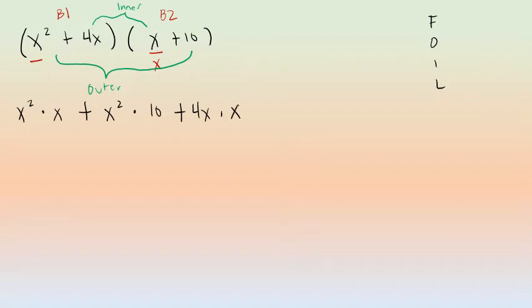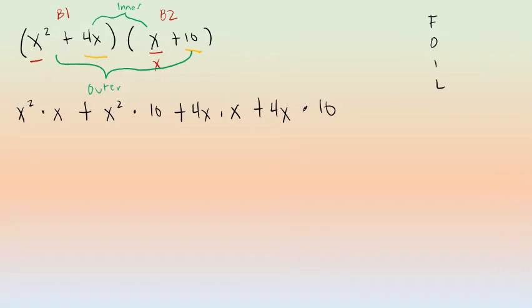Okay? Then, last, yung last terms natin, kung dito sa ating binomial 1, ang first term natin is si x squared, our last term naman is si 4x. Then dito sa binomial 2, our last term is 10. So that will be positive 4x times 10. Yan. So we can now proceed to the multiplication.